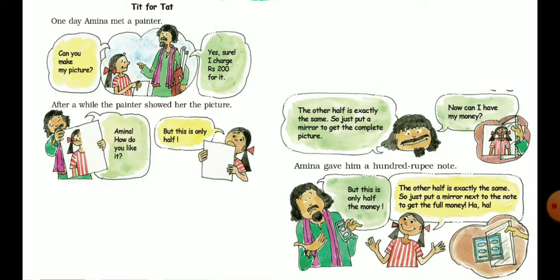Amina gave only a 100 rupee note to the painter. So the painter says, this is only half the money. Then Amina says the other half is exactly the same, so just put a mirror next to the note and get the full money. This is a very funny story.